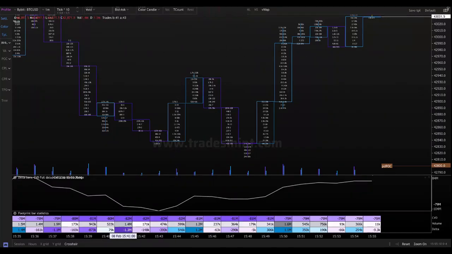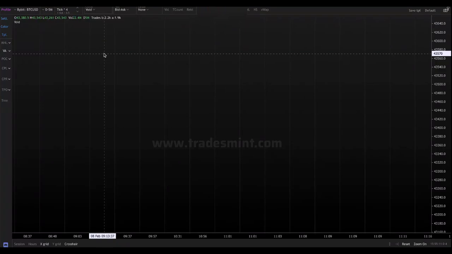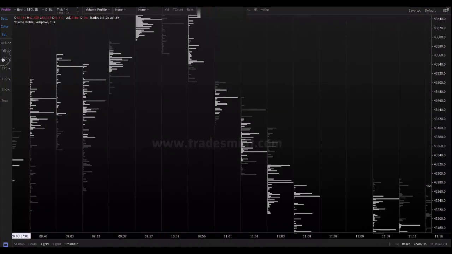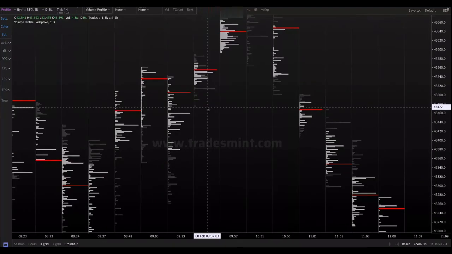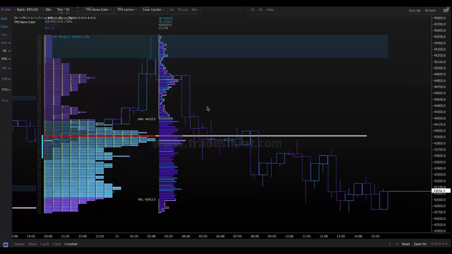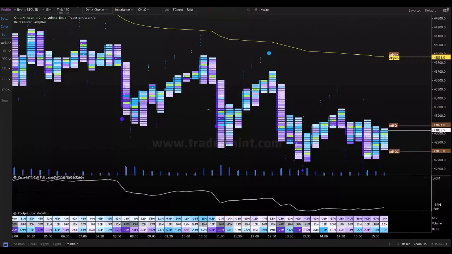So I'm going to come back to the default over here, and actually, let me put it back on volume profile. And I'm sorry that this looks so crappy here. In fact, I'm going to go to a different chart here.